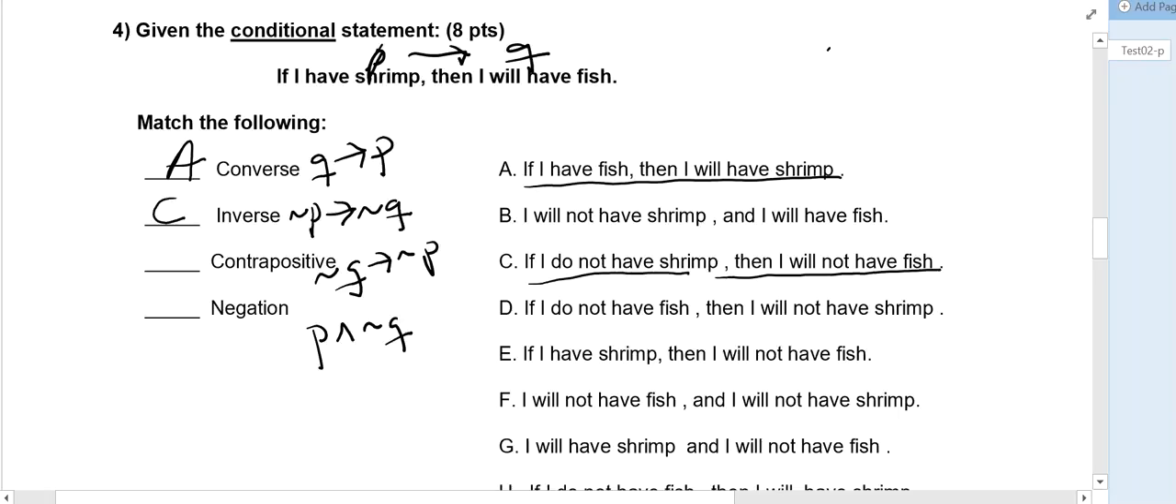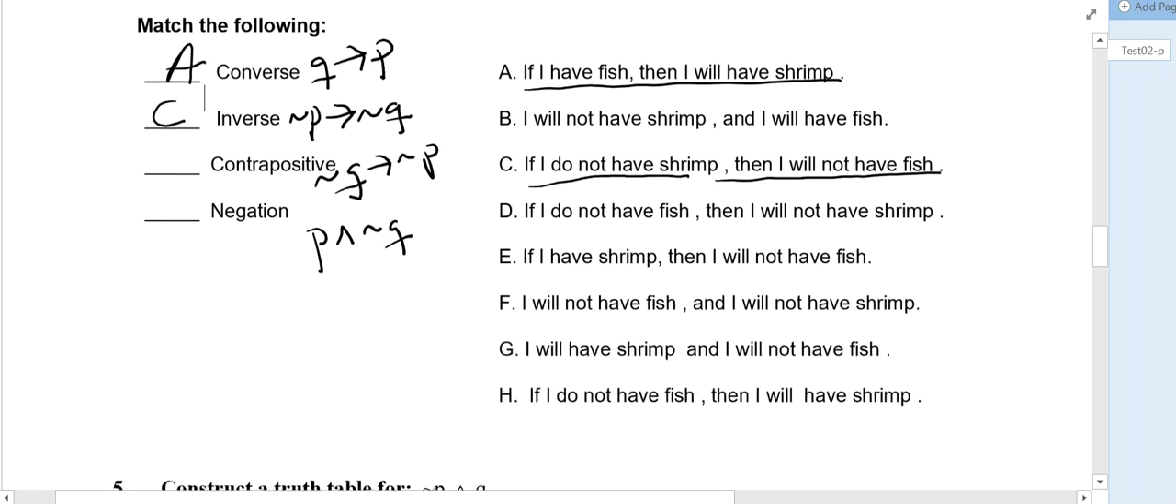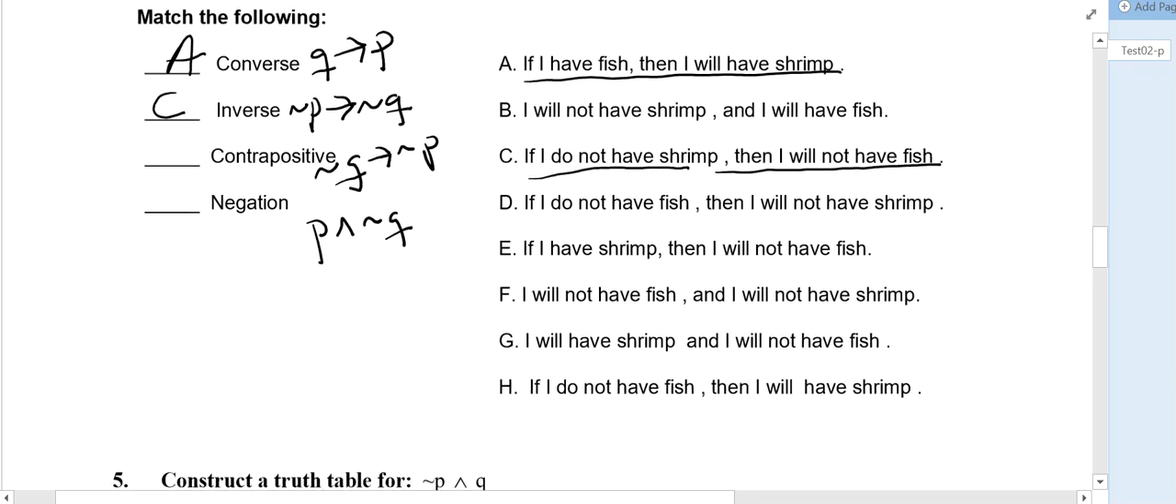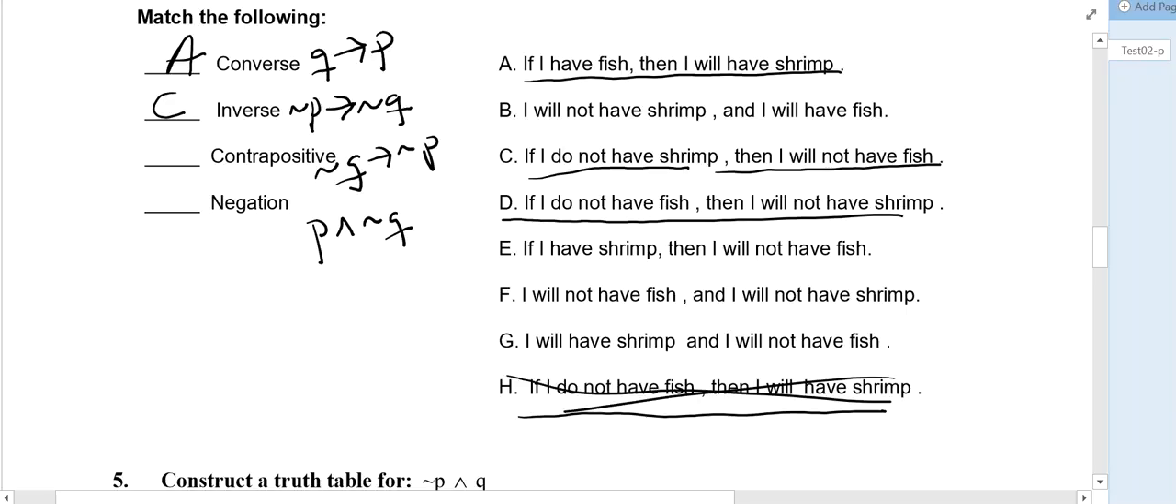So C. Contrapositive, you're going to switch them around, but you're going to negate them. So the opposite of having fish is not. Opposite of having shrimp is not shrimp. Switch them around. If I don't have fish, then I'll not have shrimp. There it is right here. See how this is tricky? It is not this one, right? It's this one. If I do not have fish, then I will not have shrimp.